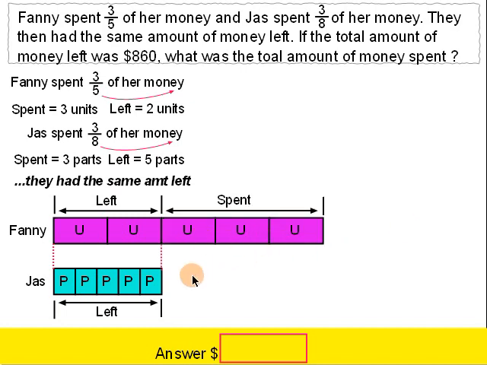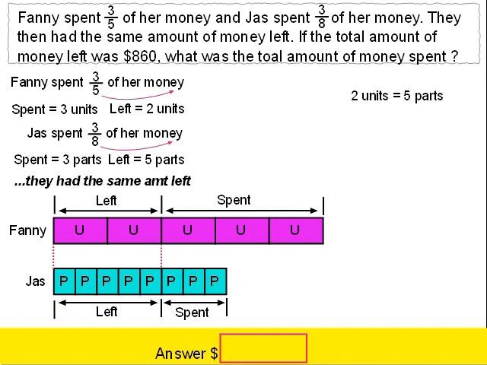Whereas Jess had a total of 8 parts. Okay? 5 parts was left and therefore 3 parts was spent. Got it? Now, looking at the model, straight away we know that 2 units is equivalent to 5 parts.